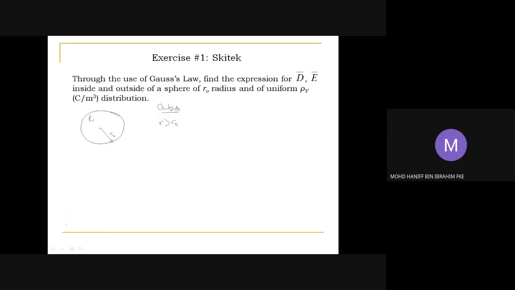So you have to draw the Gaussian surface. Step number 1: draw the Gaussian surface. Your surface should be located outside here. That should be the R, which is any point bigger than R naught. Your Gaussian surface will also be spherical, but this time your sphere has a radius of R which is bigger than R naught.